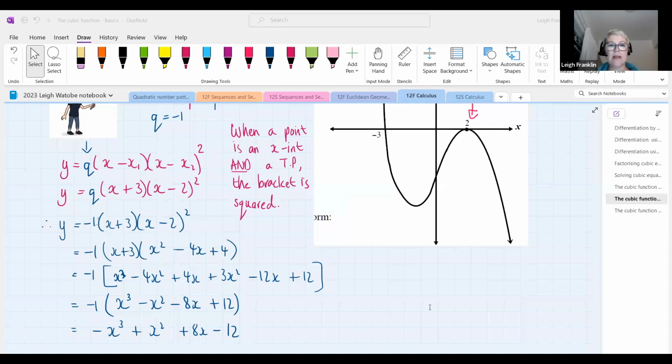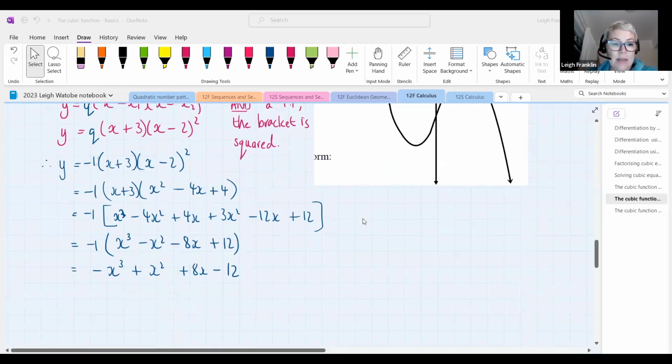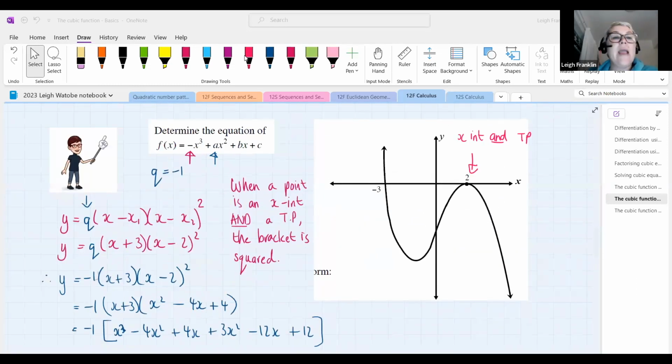All right, now Nhlanhla, does that make sense to you? So you can only square the one that is the turning point and the x-intercept. You can't just square any one. It's not going to give you the same thing. I hope that makes sense now.